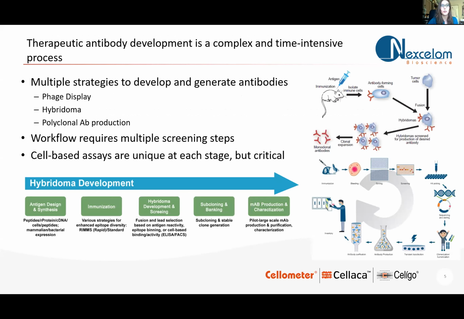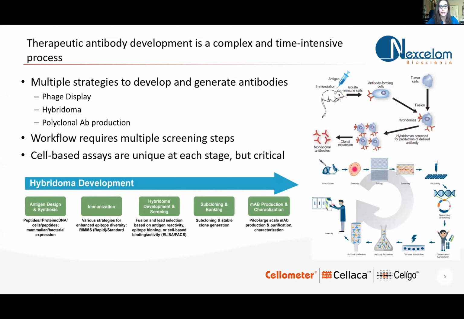So as I mentioned, there are multiple strategies employed to do this. I'm going to focus really on the workflow for hybridoma technology, but of course, a lot of these assays and methodologies are relevant for the other workflows. The big takeaway here is that the workflow requires multiple screening steps, from your cell line development process for isolation and evaluation of monoclonality of those samples, for actual monitoring of proliferation.